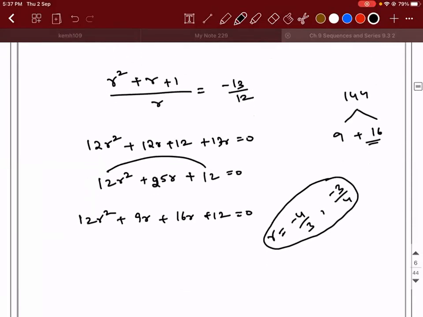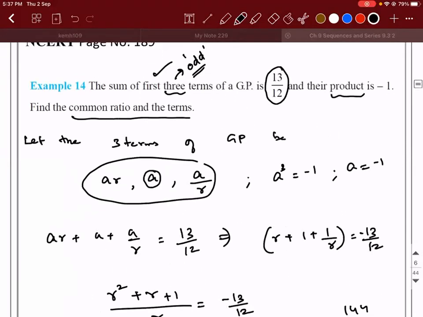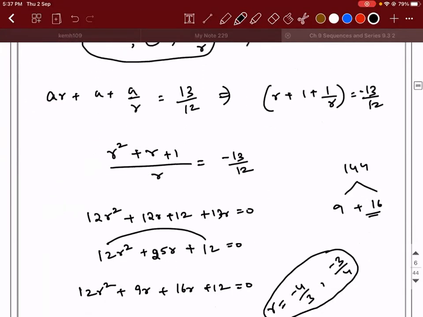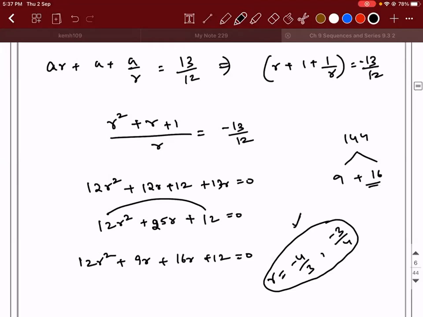So -4 by 3 and -3 by 4. Let's check some more things. So it is coming out as 13 by 12. But both are coming out as -1. So is the question wrong or something like that? Products is -1, so the first term is -1. No, that's right. So do one thing, guys: just substitute it here and check if both are satisfying.